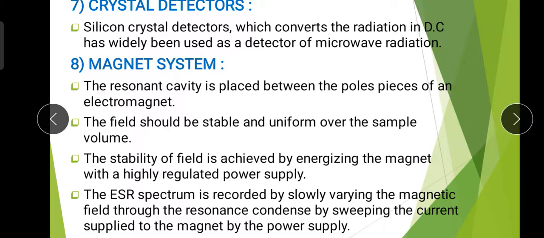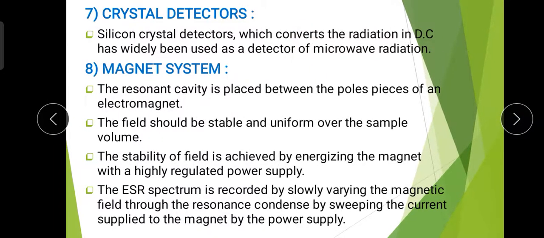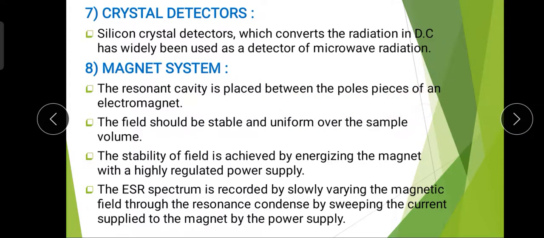Now the next component is the magnet system. The resonant cavity is placed between the pole pieces of an electromagnet. The field should be stable and uniform over the sample volume. As we already mentioned, there is an electromagnet, that is, an N pole and an S pole, in which the sample cavity is placed, and this sample experiences the magnetic field which is generated by the electromagnet, and this field should be stable and uniform over the sample.